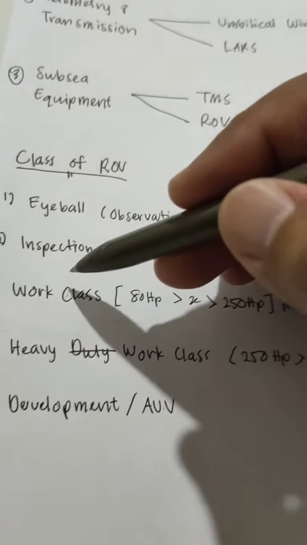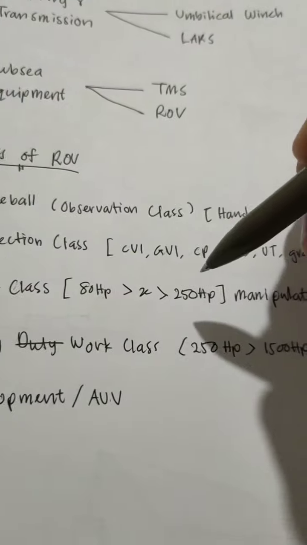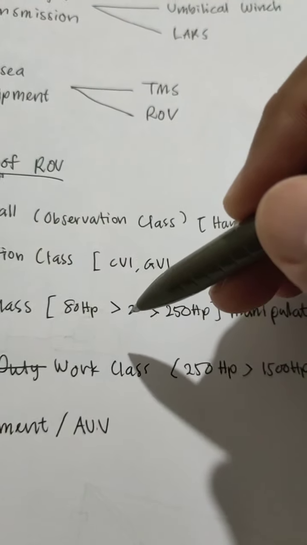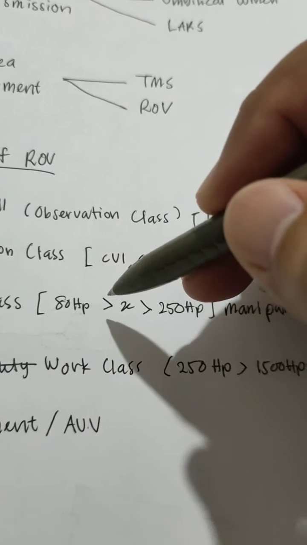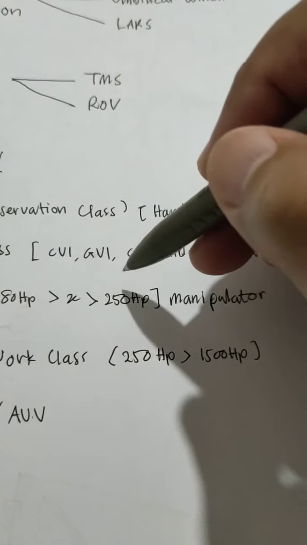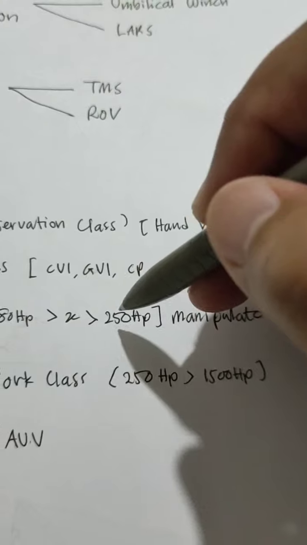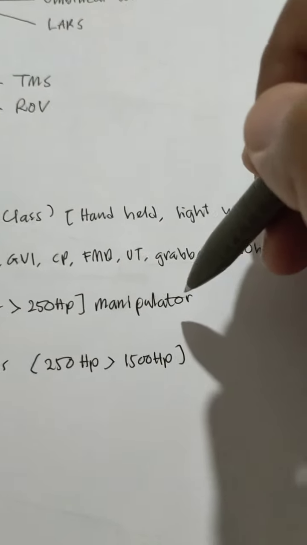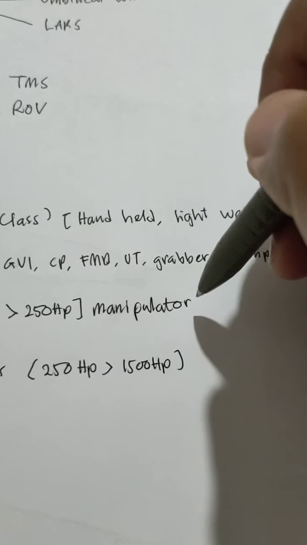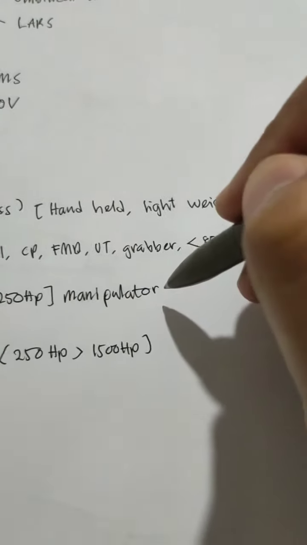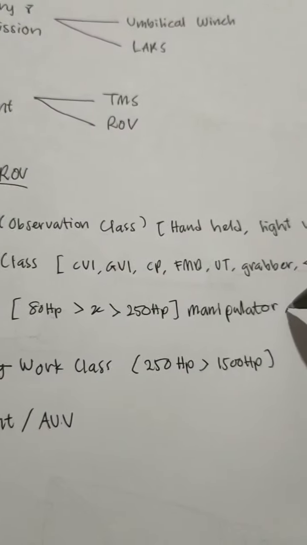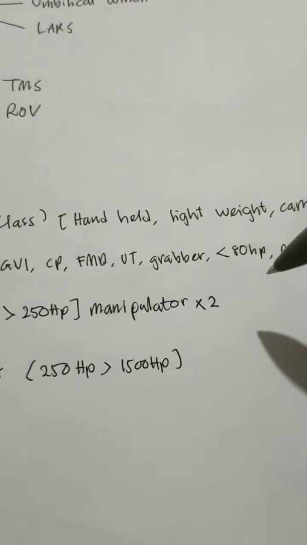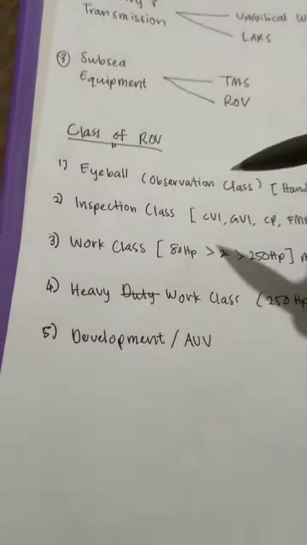Okay, the third one is work class. Its characteristic is that it has larger than 80 horsepower but less than 250 horsepower, and it can attach a manipulator to the ROV. It can attach 2 manipulators to the ROV.